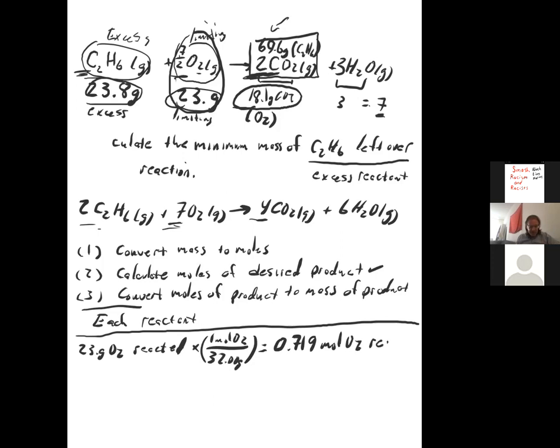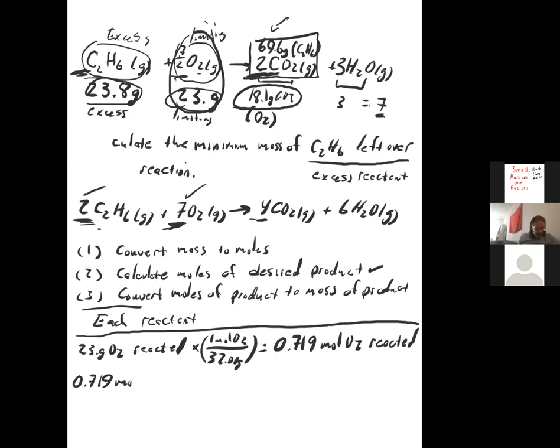Okay, this is how much reacted. That's how many moles. Okay, well, now let's figure out how many moles of C2H6 this is. Let's use this balanced equation down here because a lot of people don't like fractions. So we'll use this one down here. 2 moles reacts for every 7 moles.